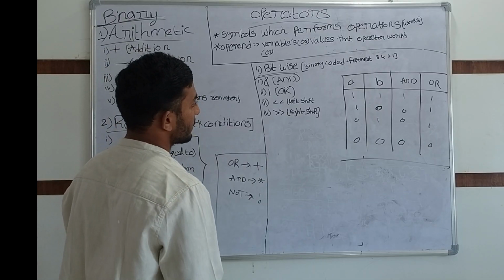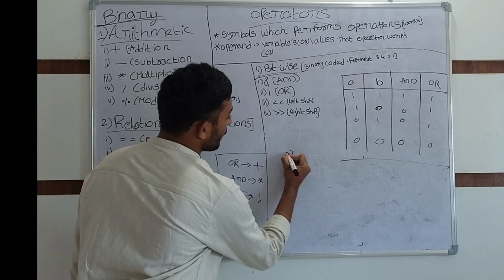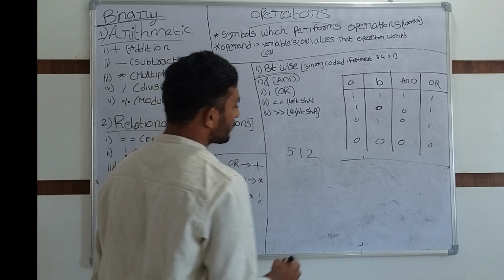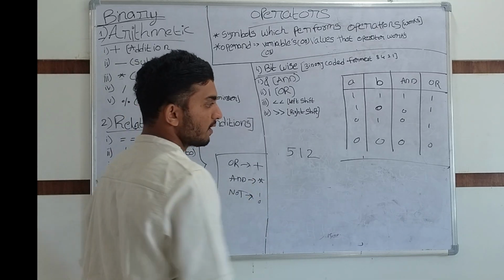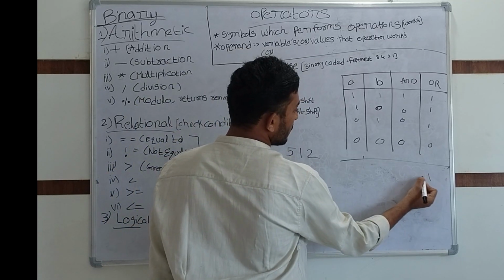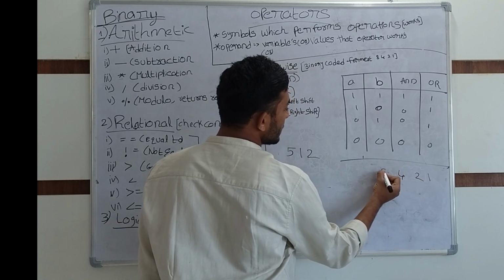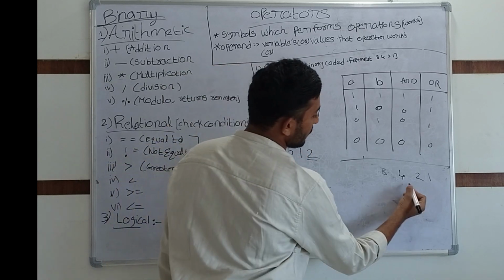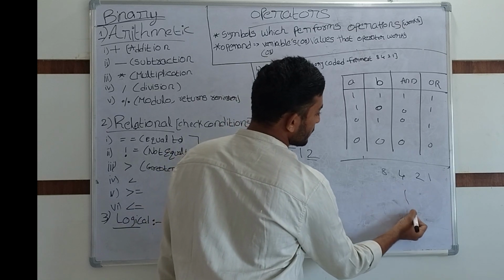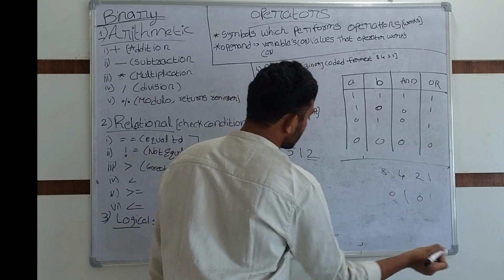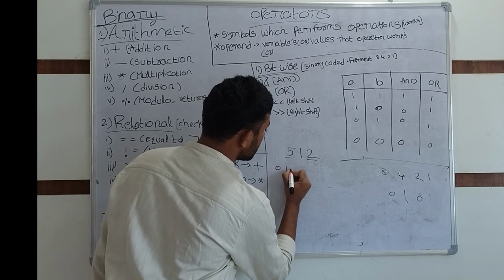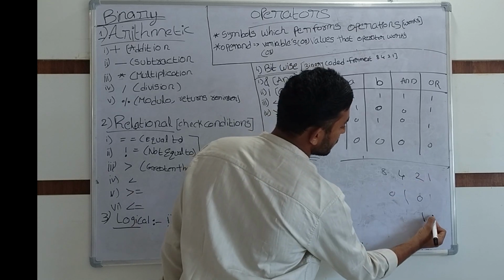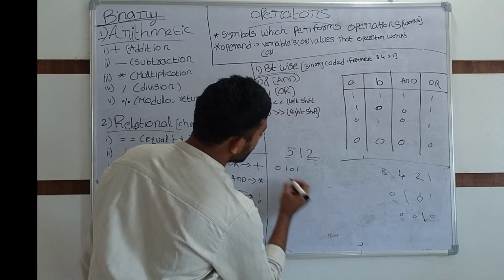About OR. What is the OR operator? Let's take 5 OR 2. First we have to write the binary code of 5. How can we write it? 1, 2, 4, 8. Which ones are we using? 4 we are using, 1 we are using, and 0 0. It means the binary code of 5 is 0 1 0 1. And what is the binary code of 2? Only 2 I am using here.